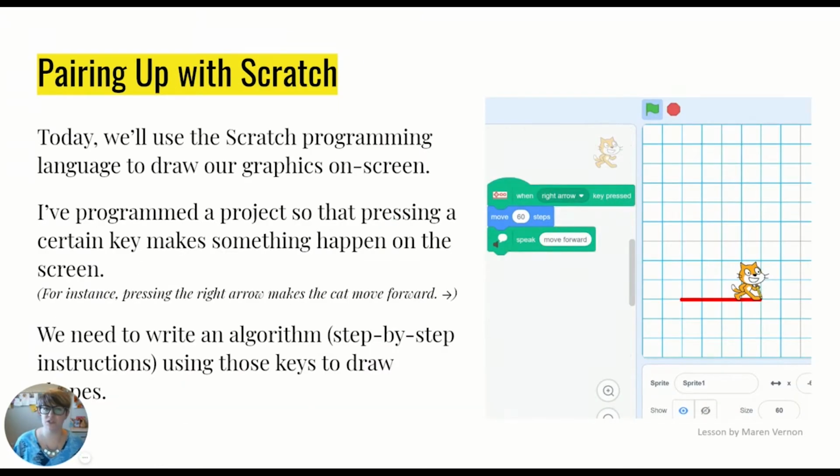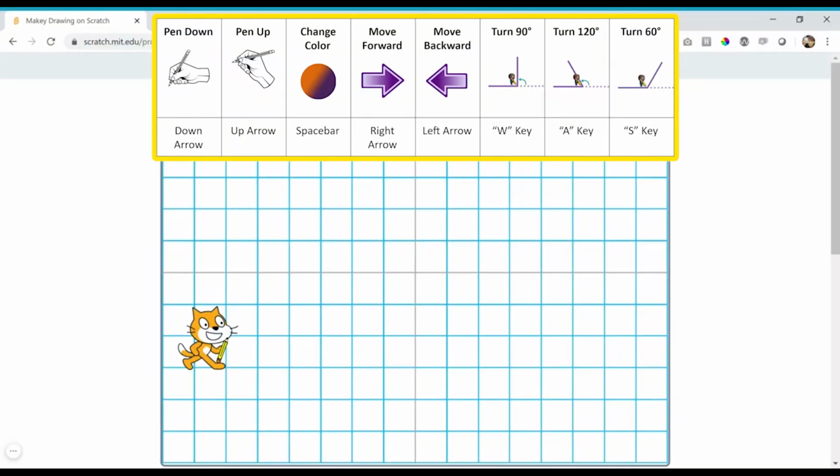We're going to pair up with a Scratch program that I wrote so we can practice turtle drawing and make the graphics appear on our screen. I've programmed this project so that pressing certain keys makes something happen on the screen. For instance, pressing the right arrow makes the cat move forward. What we're going to do is write an algorithm, step-by-step instructions, and use these keys to draw shapes on our screen. On this Scratch project, we can use keyboard keys to tell our turtle, which in this case is the drawing of a cat, to draw lines on the screen.